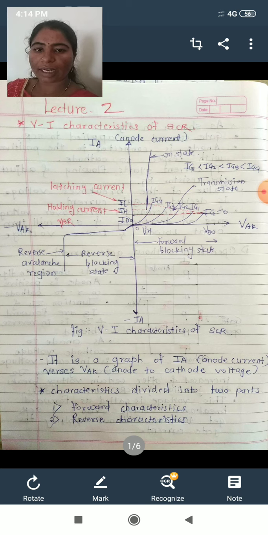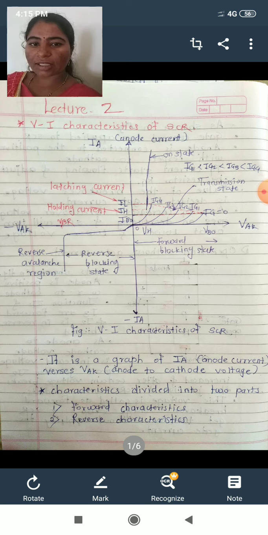See next state, that is the transition state. Second state is the transition state. In this case, your SCR turns on, means SCR goes in on condition. In this case, what happens? The applied voltage becomes more than the breakover voltage. Means applied voltage is higher than breakover voltage. In this case, your SCR turns on from off state to on state. This state is called a transition state.